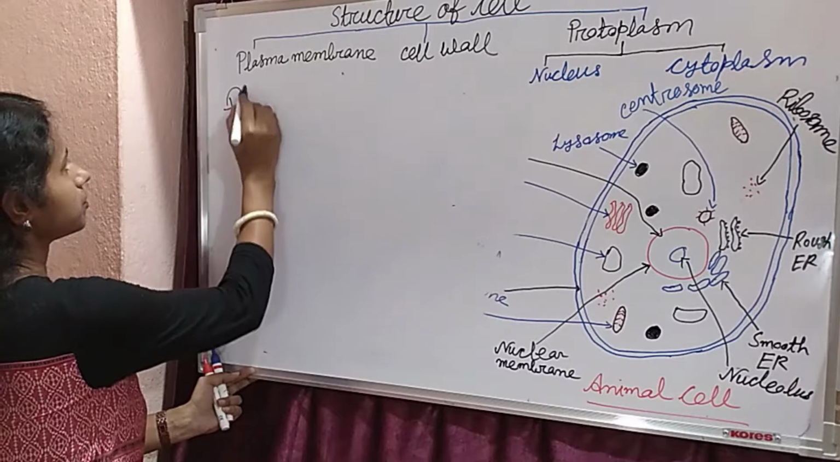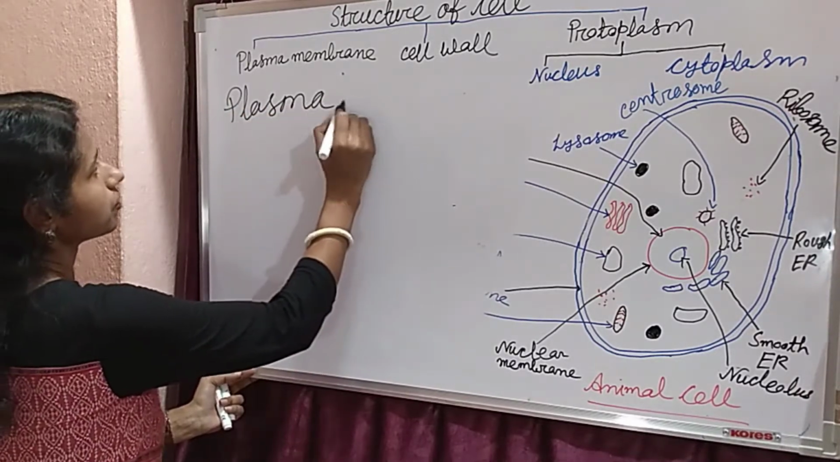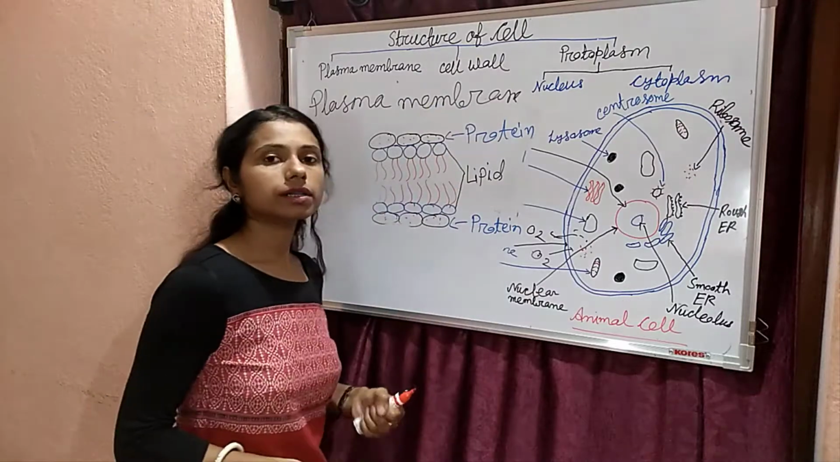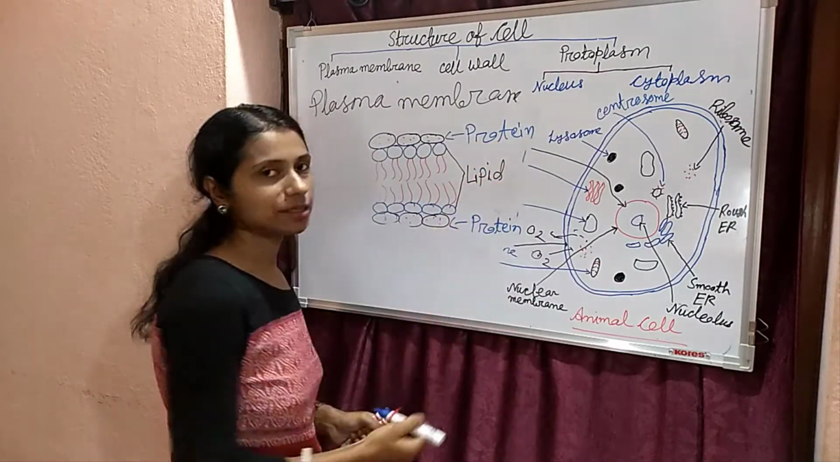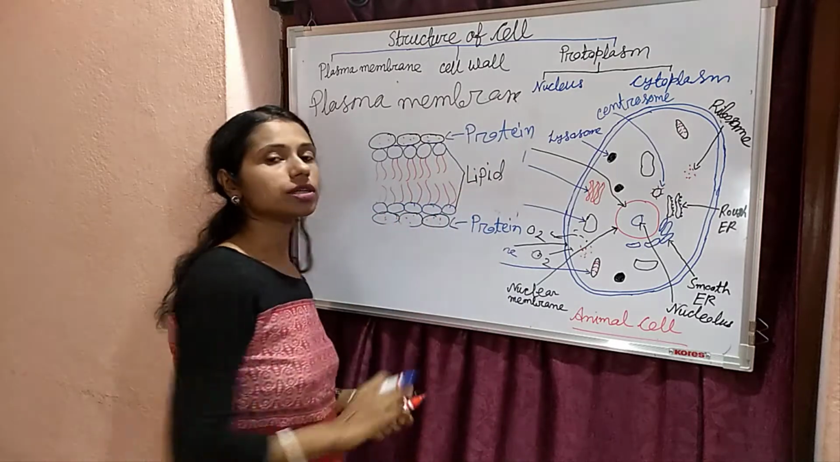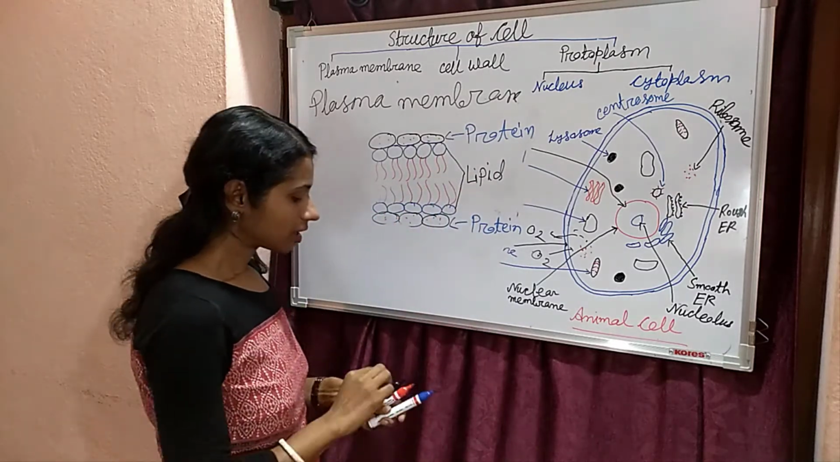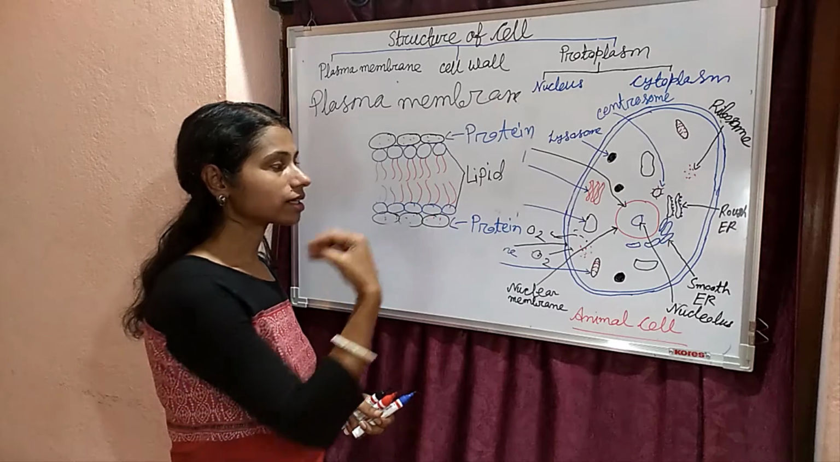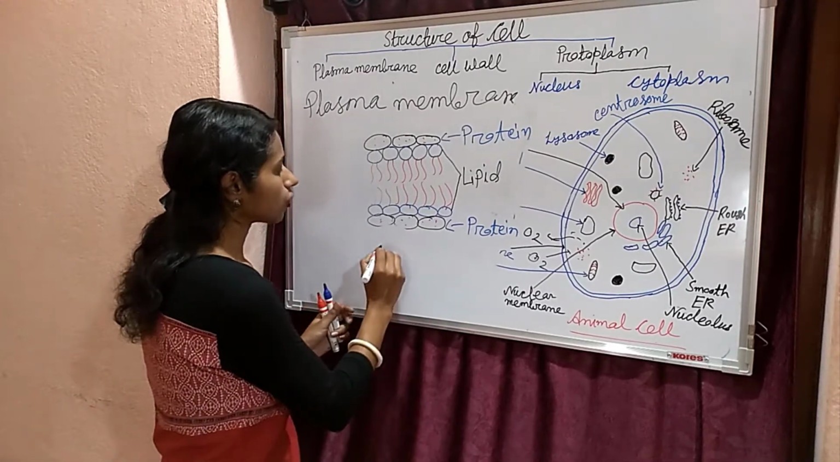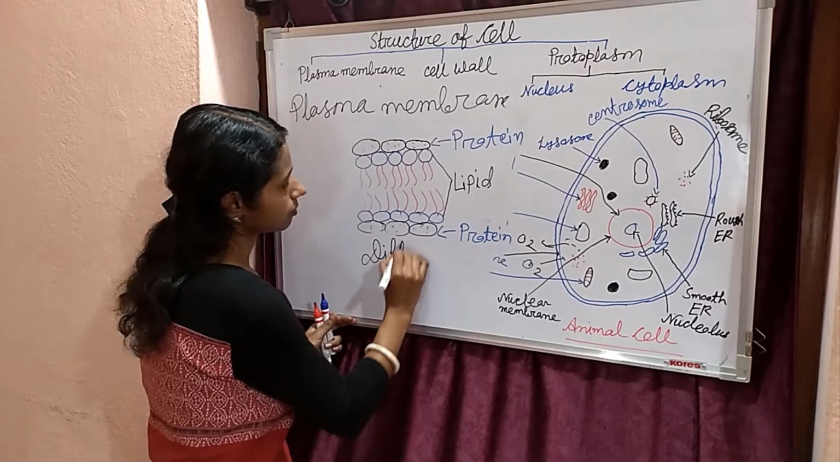Plasma membrane. The plasma membrane is a structure of protein and lipid. Outside it is protein, and inside there are two lipid layers. Now we'll discuss how things get inside and come out of the cell. For that we have to follow the diffusion process.